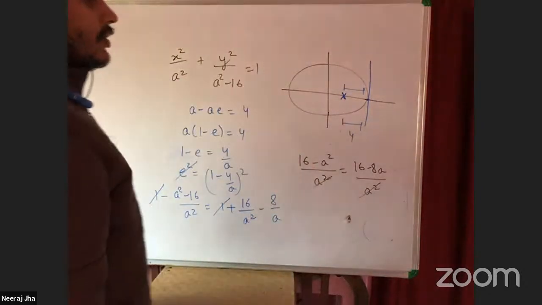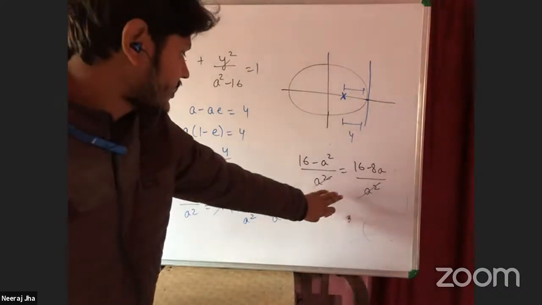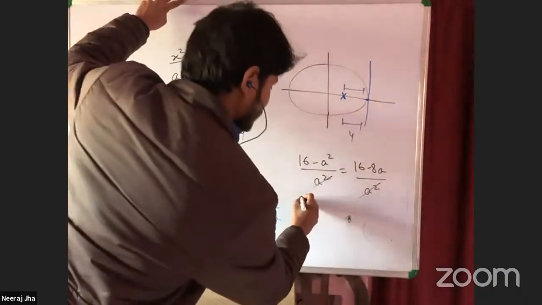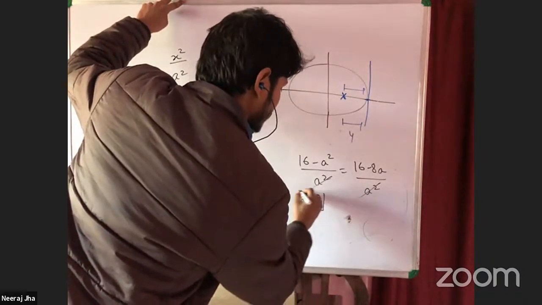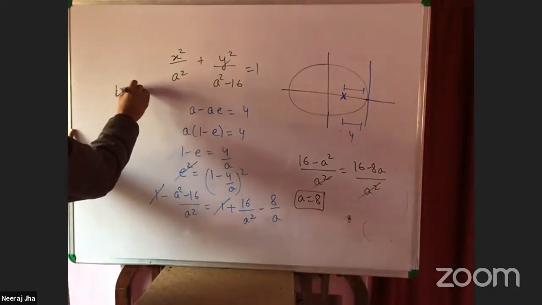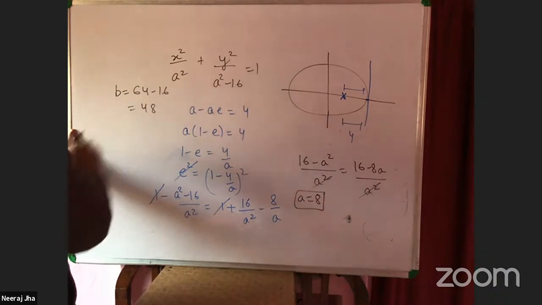You can get the value of A over here. A square will cancel. So you'll be getting A is equal to 8, I think. A will be equal to 8. Correct? So if A is 8, then what is B? B square is 8 8s are 64 minus 16. We can get B also. B square is equal to 64 minus 16, which is equal to 48, I think.